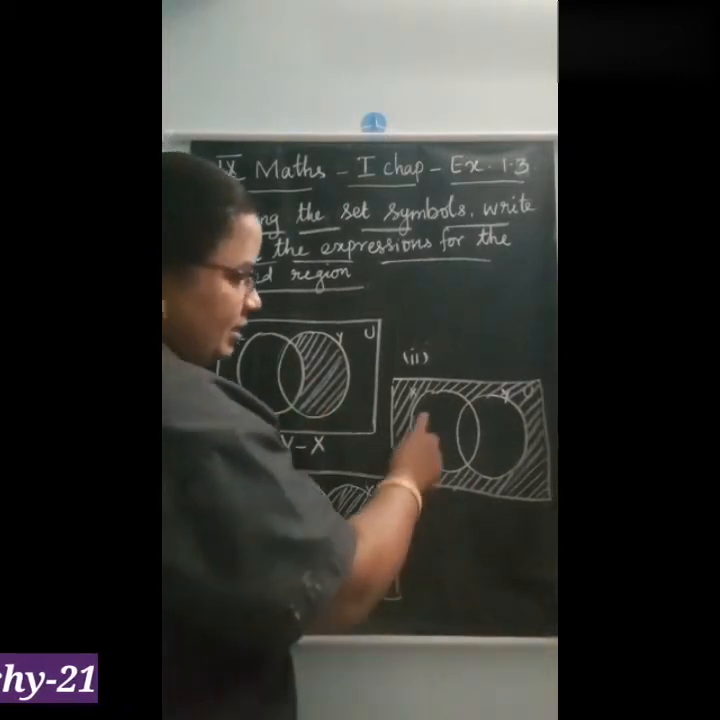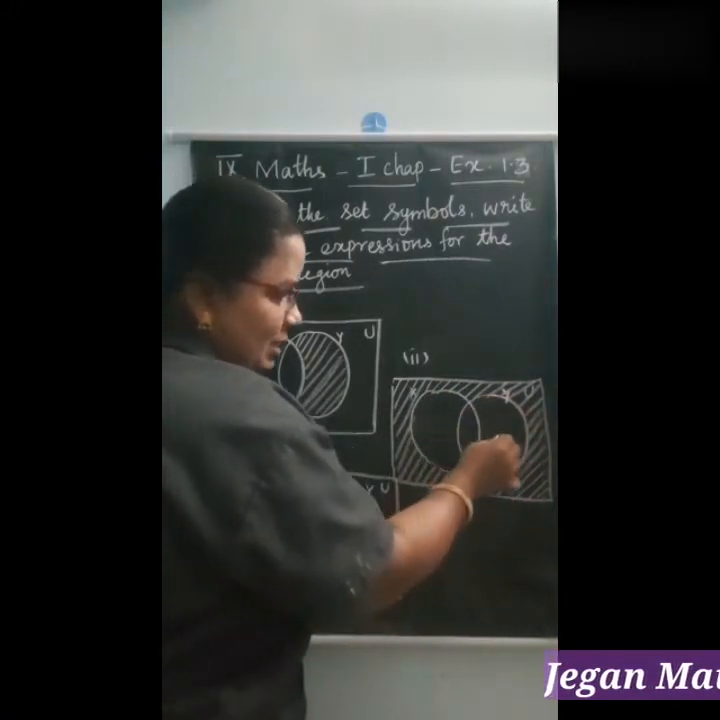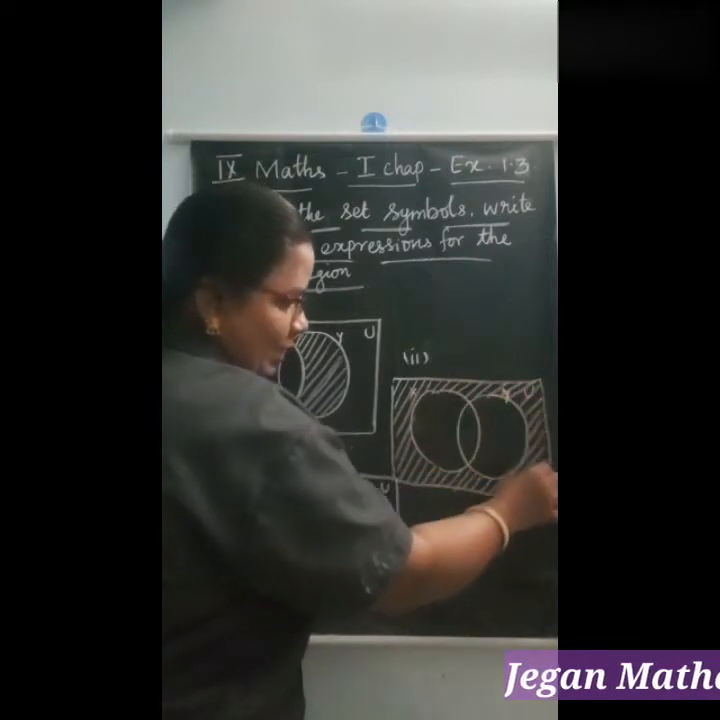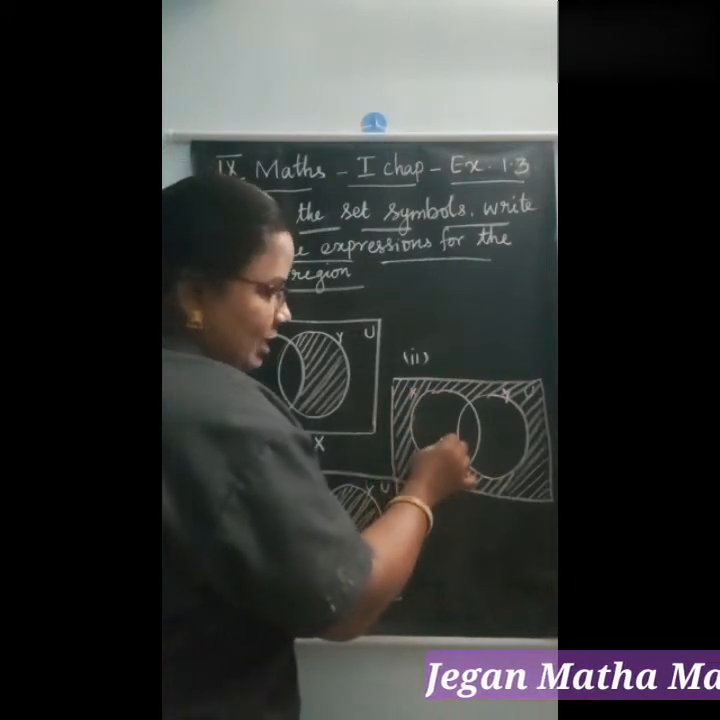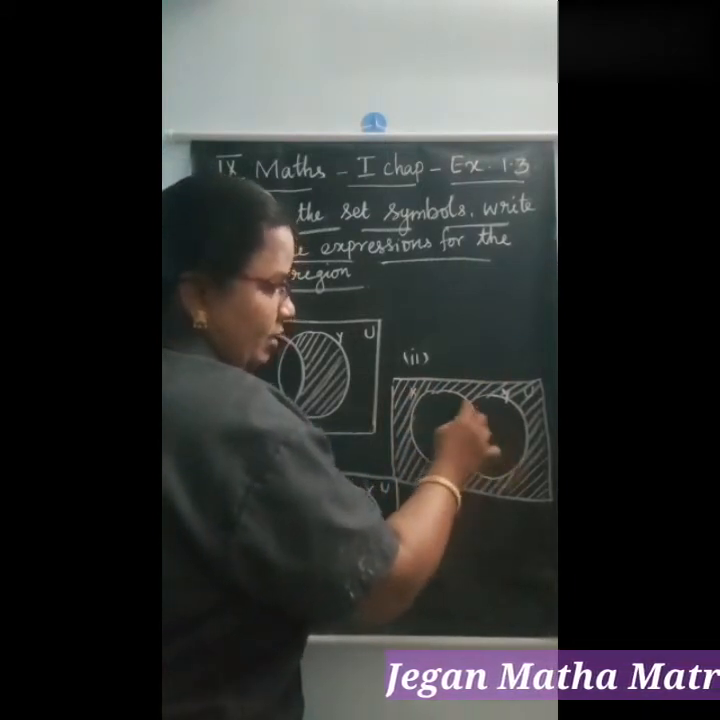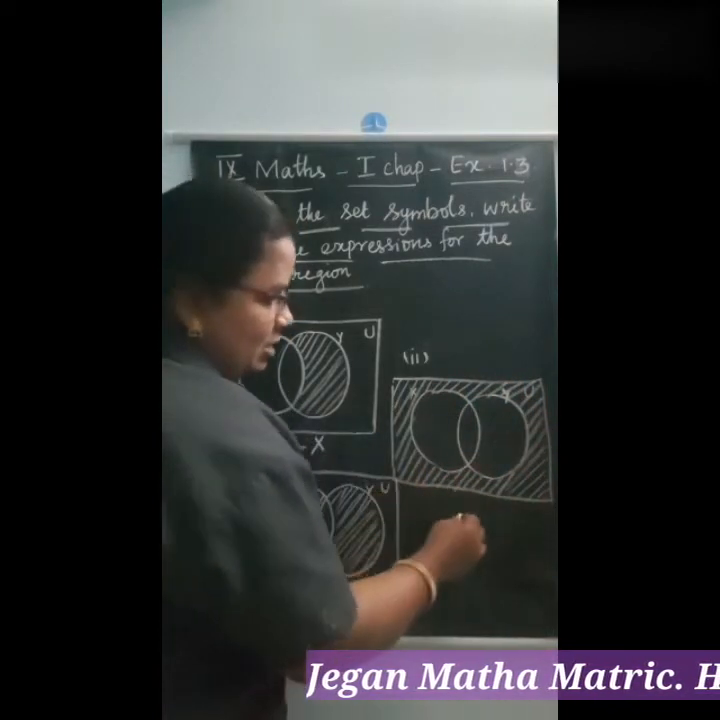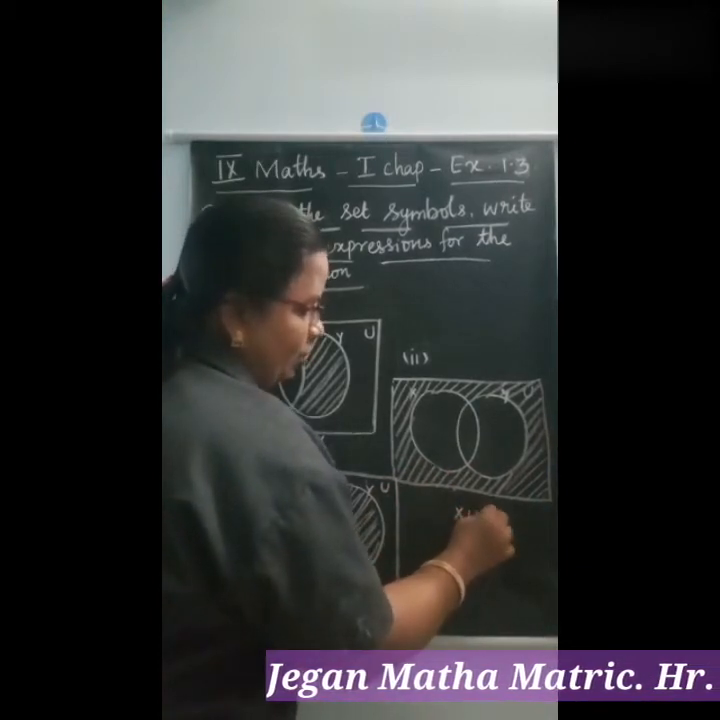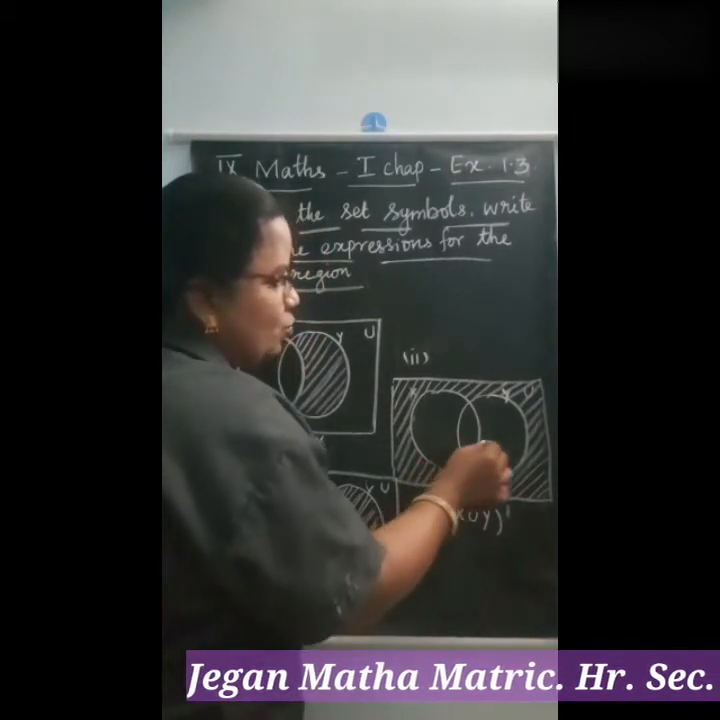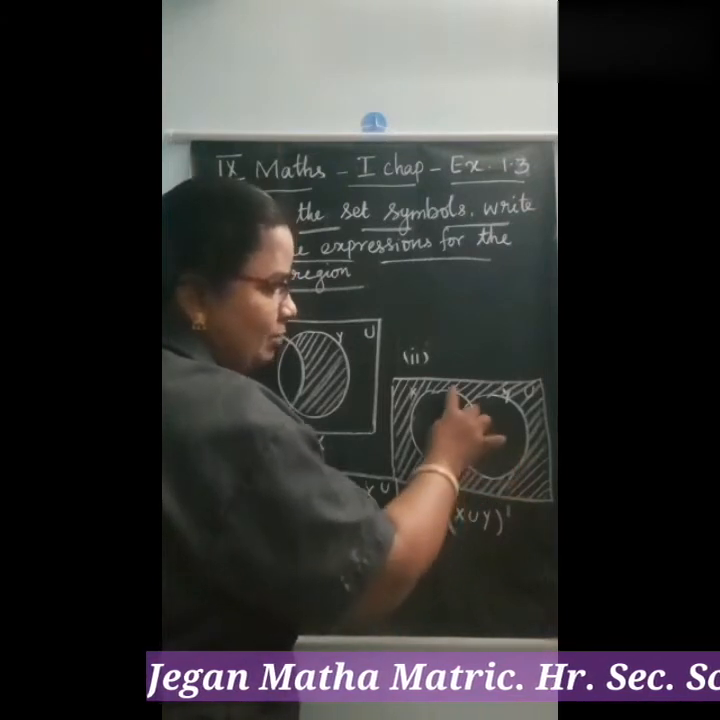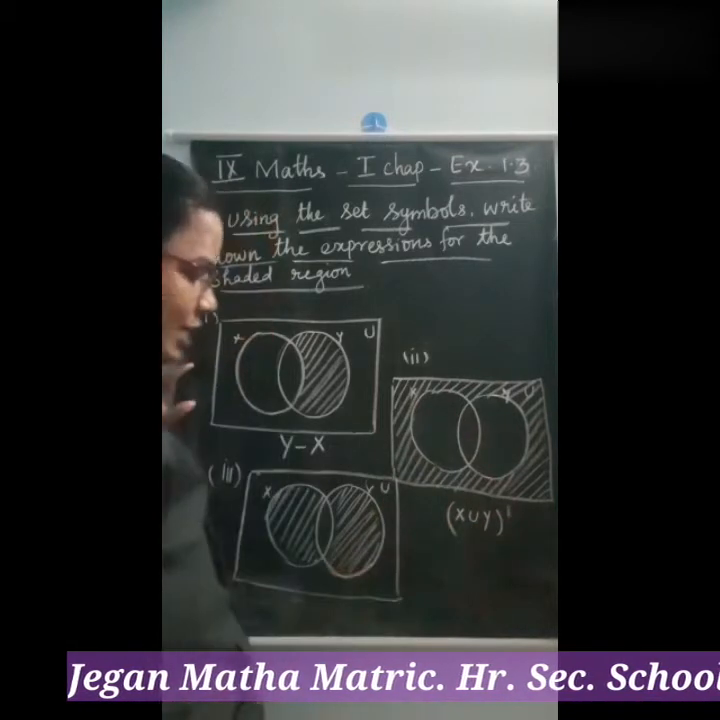And then here, this is the x set and this is the y set. Except these two sets, all the remaining region is shaded. So (x union y) the whole dash, that is, the complement of x union y, is shaded. Except x and y, the other region is shaded. So (x union y) the whole dash.